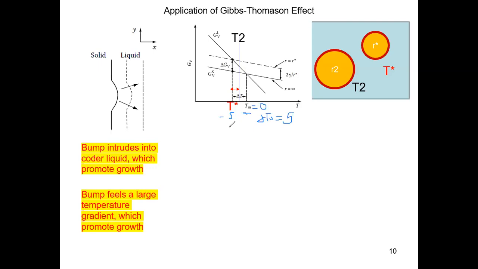So this means that when I say this delta T naught equals 5 degrees Celsius, I'm referring to an infinitely large solid phase, right? Which has literally a very flat surface. So there's no effect of curvature. Only for that system can it feel a supercooling of 5 degrees for this particular setup. Does that make sense to everyone? Okay, I'm assuming this is clear, right?